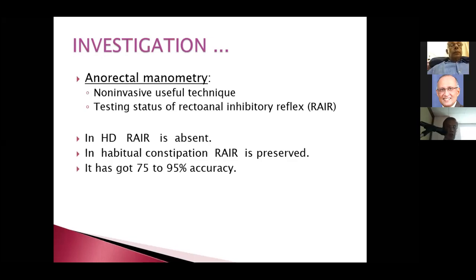Then comes anorectal manometry. It has a specificity or accuracy of up to 95%. Here you are testing the sphincter response to a stimulus, the rectoanal muscle complex response to a stimulus, with 75% to 95% accuracy. The rectoanal inhibitory reflex, called RAIR, is lost in Hirschsprung's disease. But it is preserved in habitual constipation and other diseases. That is anorectal manometry.